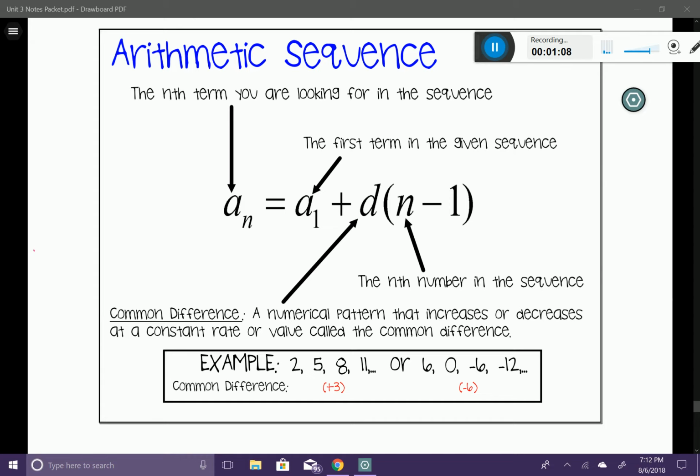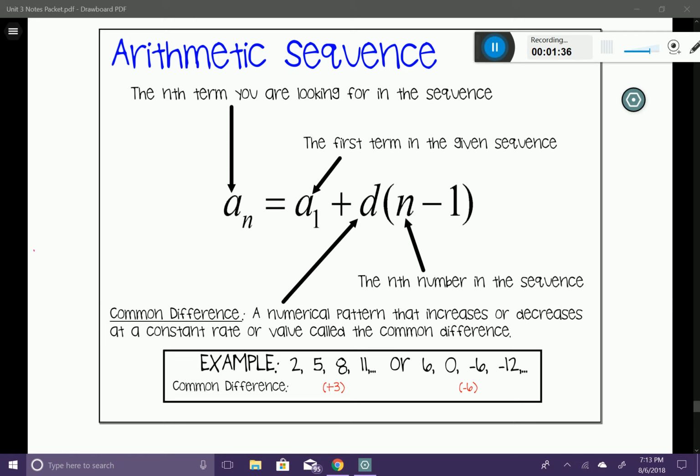Now, this is really where the arithmetic sequence comes into play. Let's look at the d here. The d means the common difference. This is what makes this an arithmetic sequence. This number is found by a numerical pattern that increases or decreases at a constant rate or value called the common difference. So if you have an arithmetic sequence, that means you have a sequence that is increasing or decreasing at a constant rate.